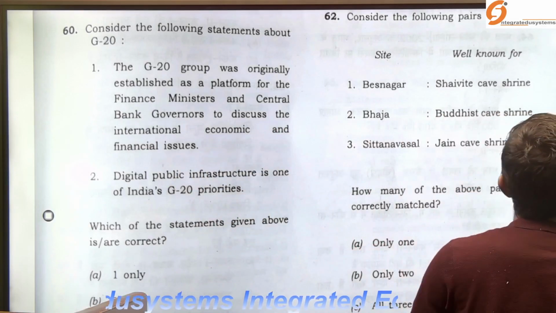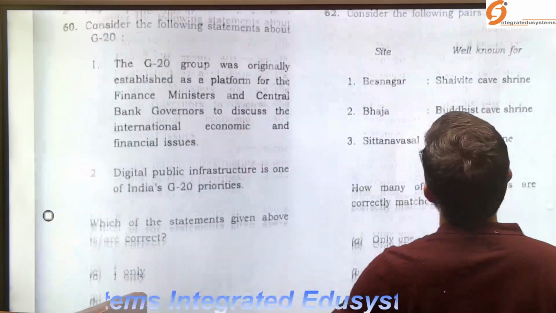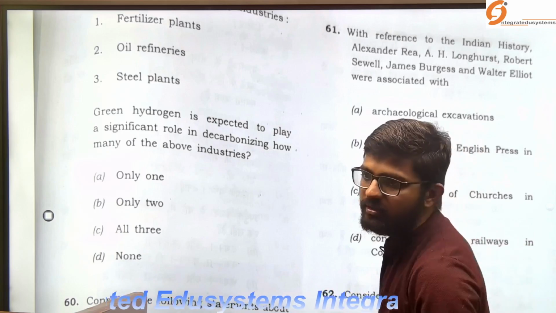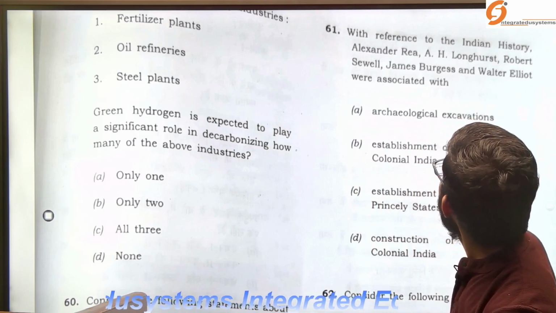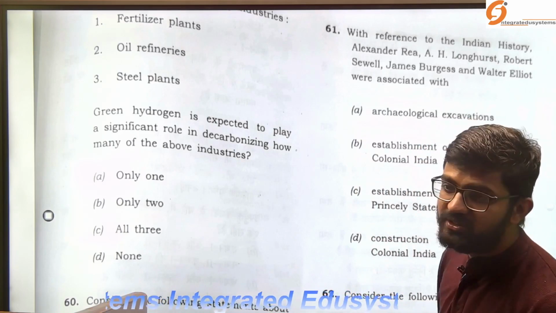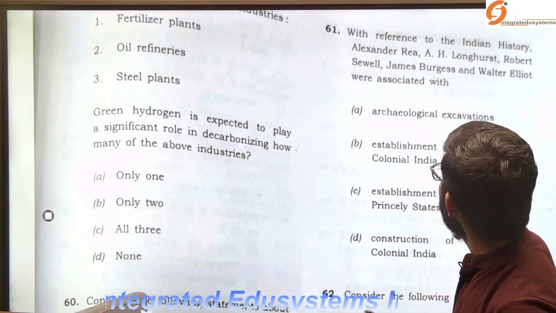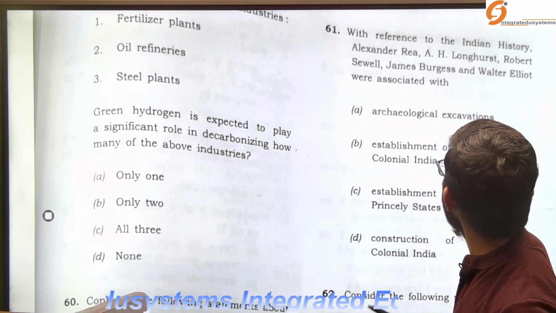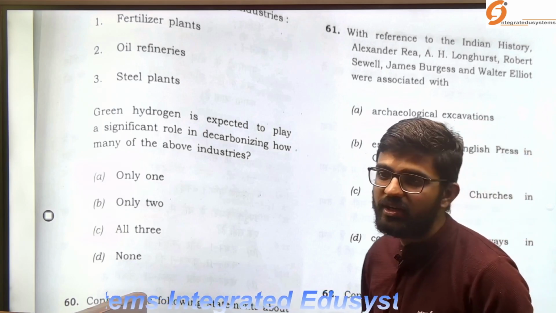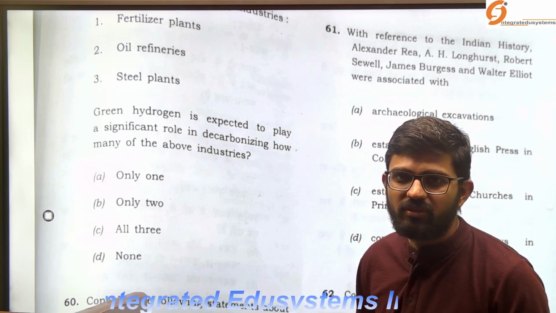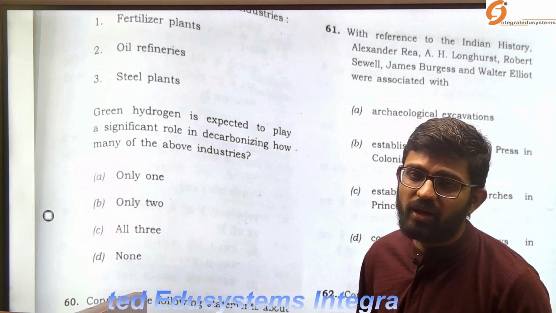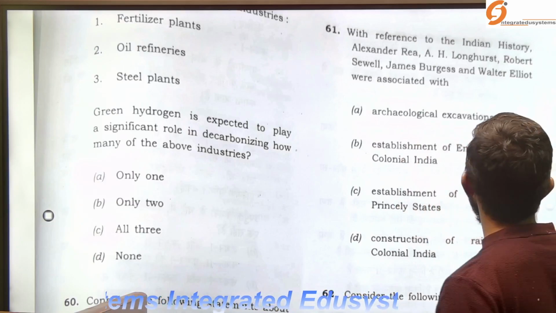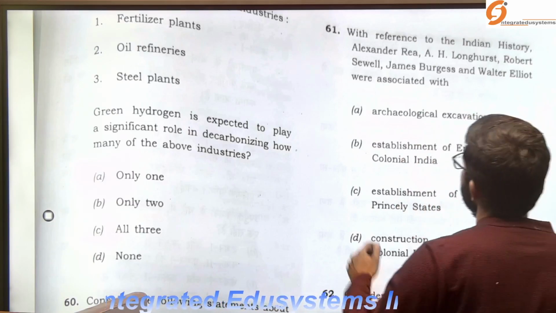Next, 61. With reference to Indian history, Alexander Rea, A.H. Longhurst, Robert Sewell, James Burgess, and Walter Elliot were associated with. Factual question, you know or you don't know. It requires history reading. Definitely, they were related to archaeological excavation. So answer is A.